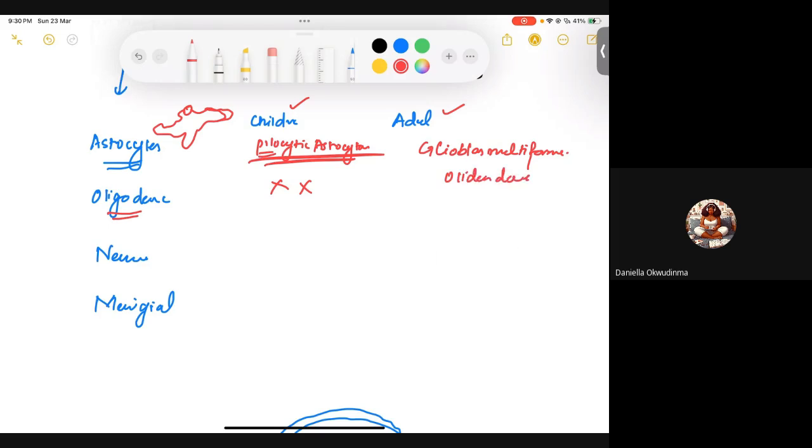That is oligodendro... Yes, what's the name of that? Oligodendro... Glioma. Yes, glioma. Perfect. Oligodendroglioma, right?